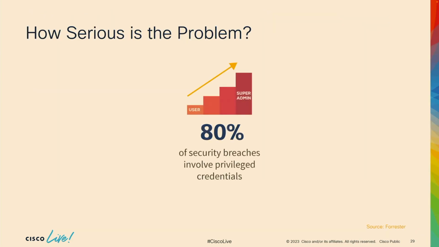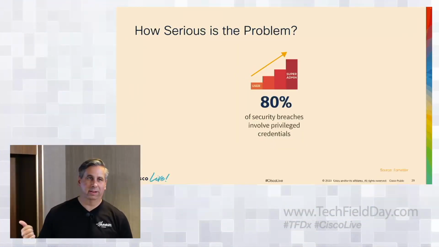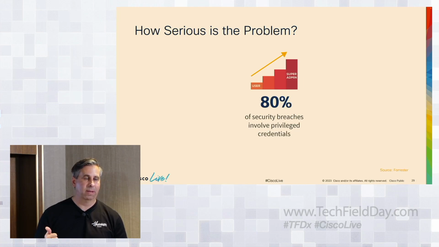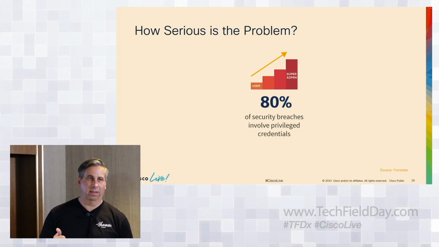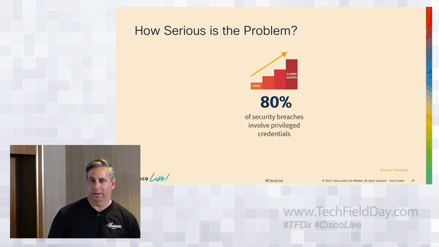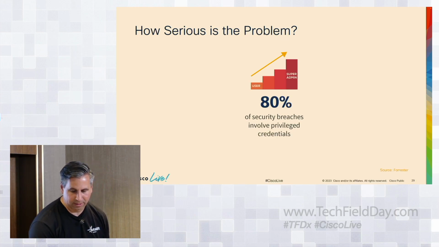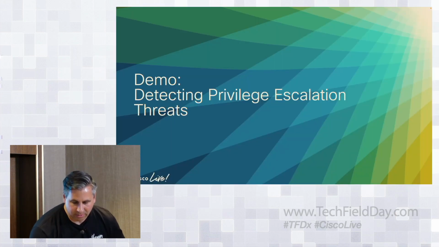And how serious is that problem? Well, 80% of the time, it's an intermediate step. So again, once they've got their foot in the door, that's one of the next things they're looking to do. And that allows them a lot more damage capabilities. So how can I look for this?